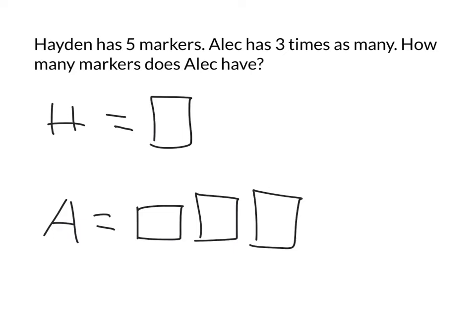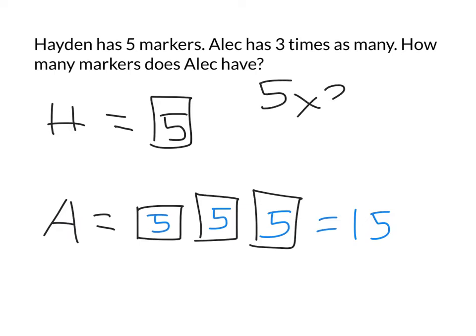We also know that Hayden has 5 markers. All right, so this is the part where we are doing our own thinking. We know that if Hayden has 5, that means Alec also has 5 here, 5 and 5 and 5, which means Alec has a total of 15 markers. So we would say Alec has 15 markers. The equation that we could write to represent this situation would be 5 times 3 equals A for Alec's markers. Okay, let's look at the second example.